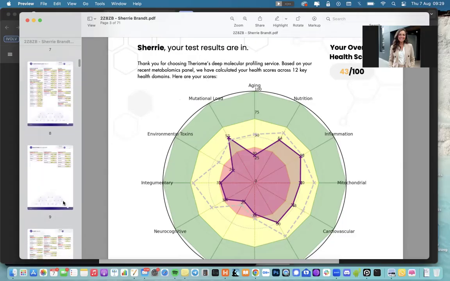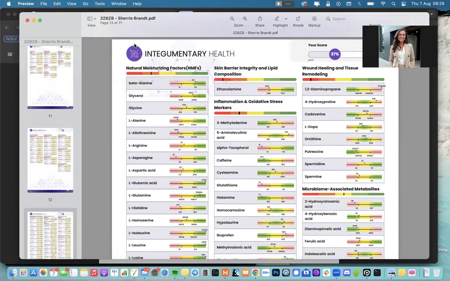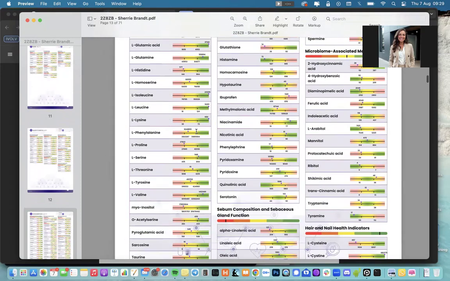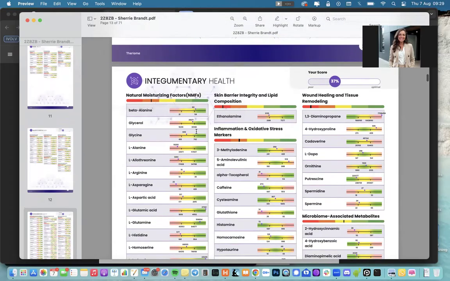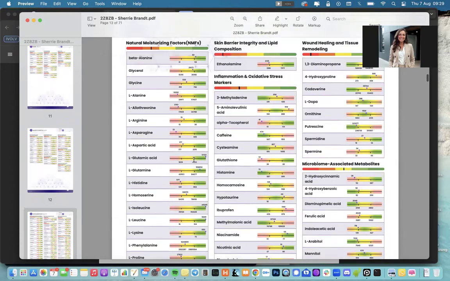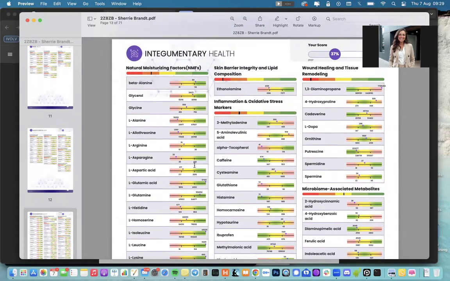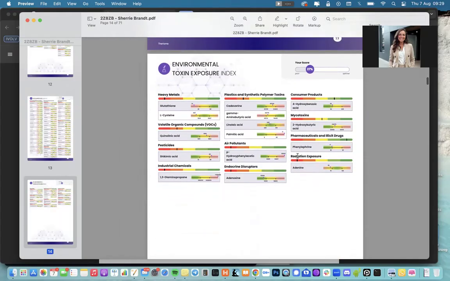And also what I want to show you here, I love this panel, the integumentary health. This is the health of your skin. Look how many metabolites are included in that. It's absolutely amazing. If we want to improve the quality of our skin, we just work on these metabolites, and many of these overlap with other areas. So as we improve other areas, we also improve the quality of our skin, which I think is amazing. It's crazy, it's literally the biggest area.